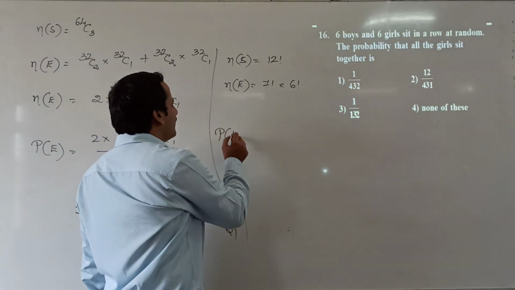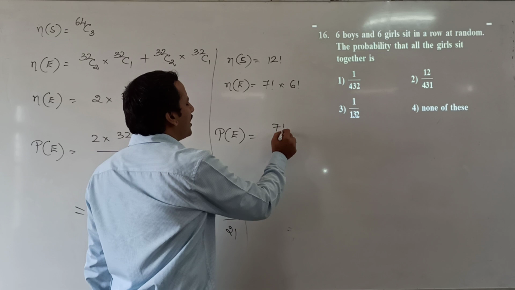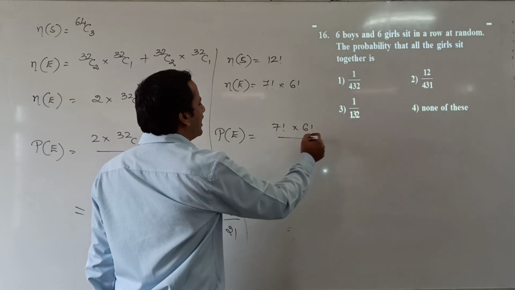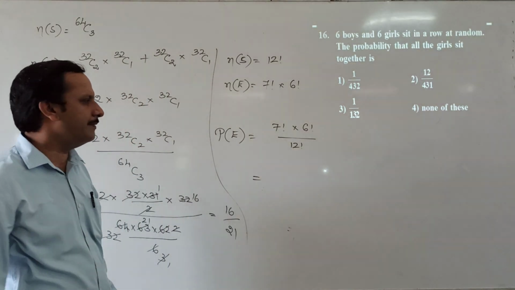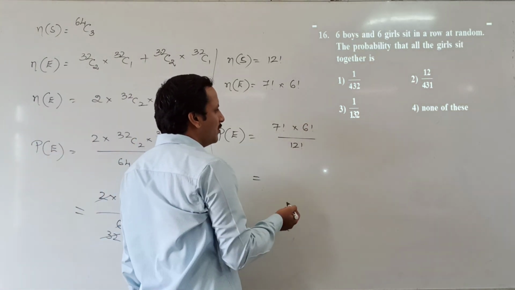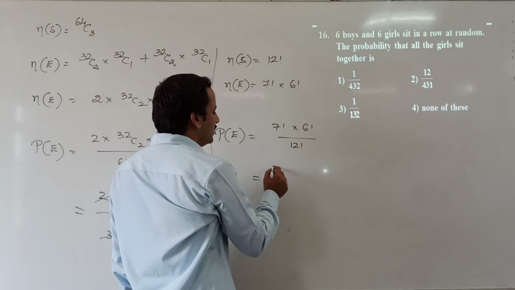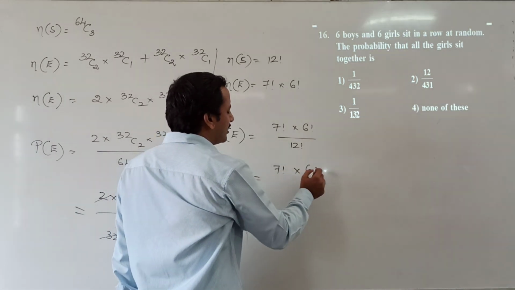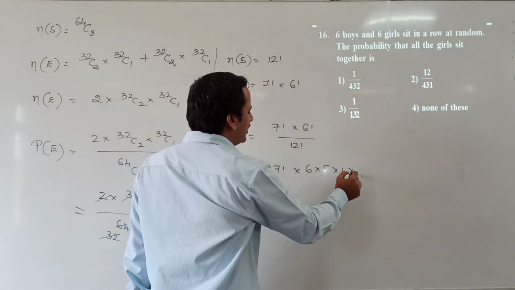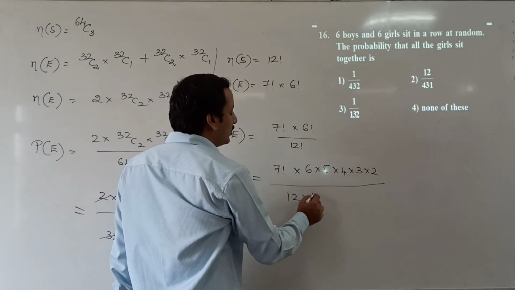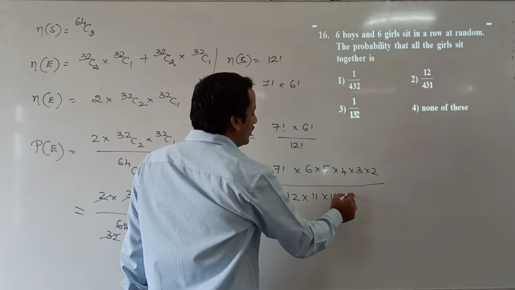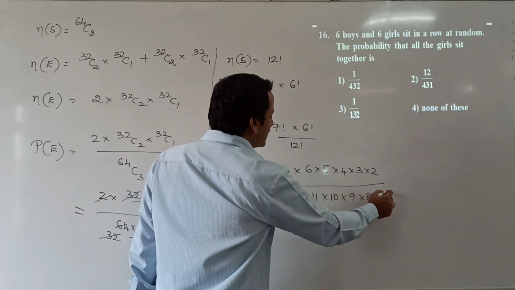So the probability of E is equal to 7 factorial into 6 factorial divided by 12 factorial, which on simplification gives 1 by 132. If you want, I will show you. 7 factorial will stay as it is. 6 factorial is 6 into 5 into 4 into 3 into 2 into 1. 12 factorial is 12 into 11 into 10 into 9 into 8 into 7 factorial.